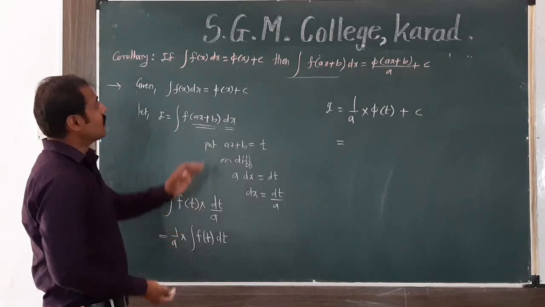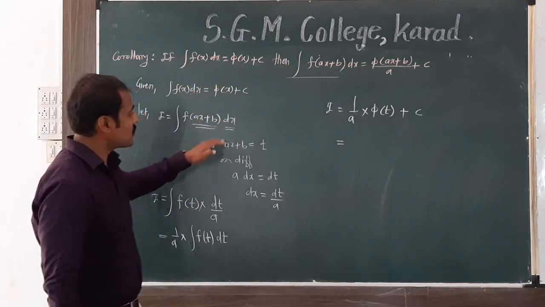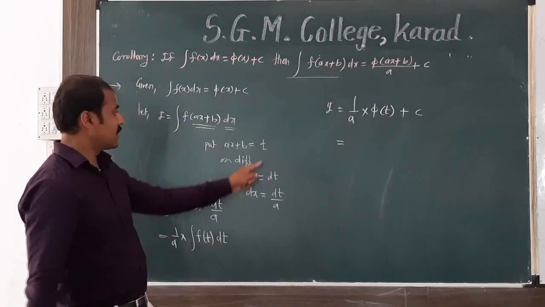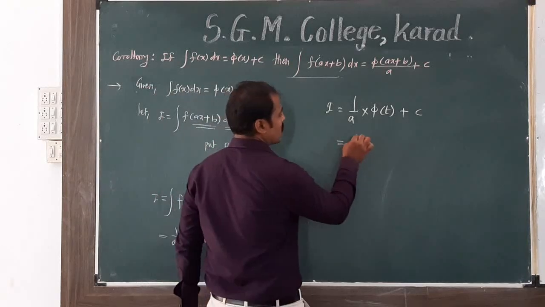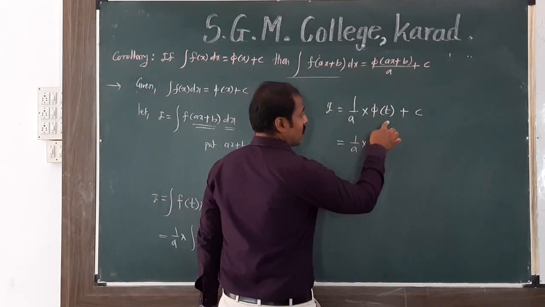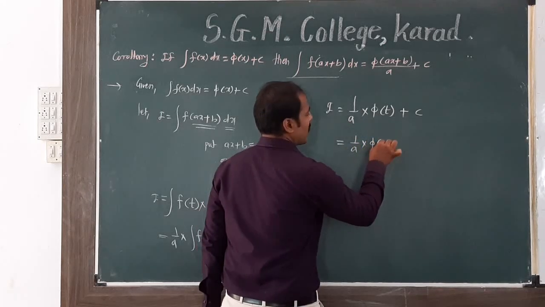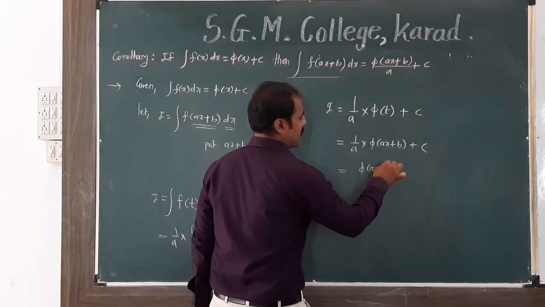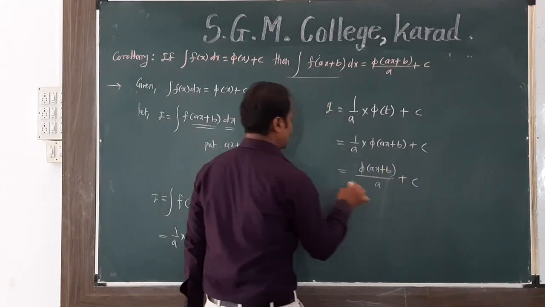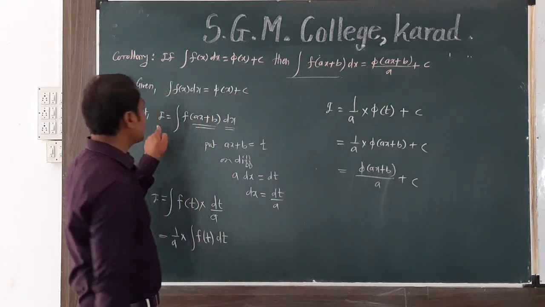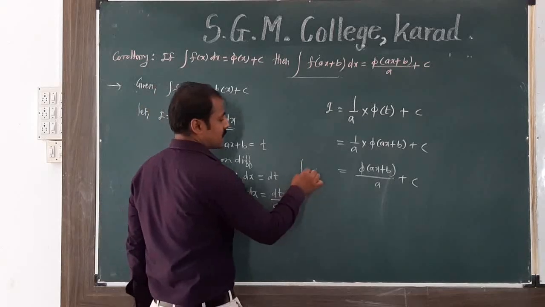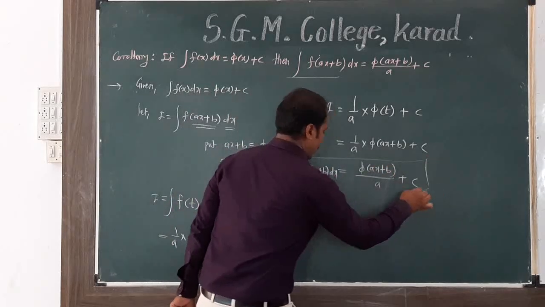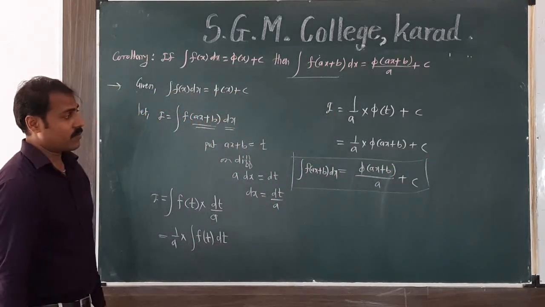Now the corollary is in x, because of substitution we are in variable t. So resubstitute the value of t. t is ax plus b. So I is equal to 1 upon a into phi of ax plus b plus constant of integration c. What is that? I is integration of f of ax plus b dx. Integration of f of ax plus b dx is equal to phi of ax plus b divided by a plus c.